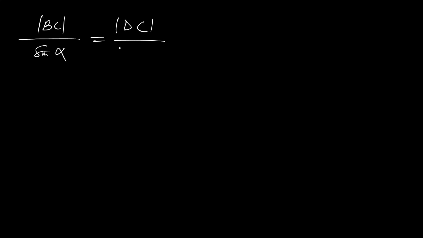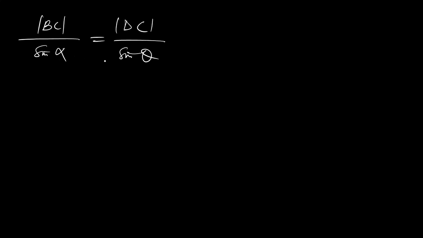So that is it. Let's go to the next page. We now have BC divided by sine alpha equal to DC divided by sine theta. Okay, that is it. Now, what I will do next, in order to move the trigonometric one side and move the length of the sides one side.